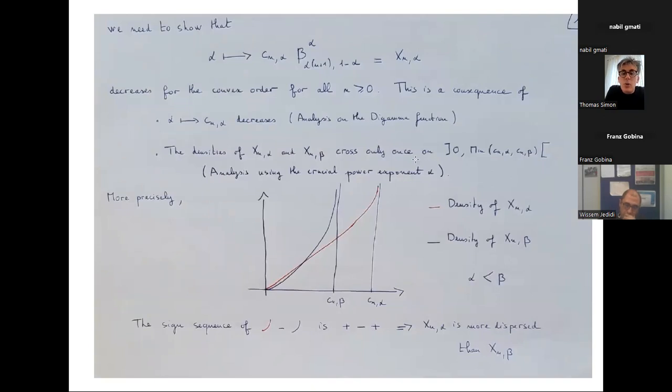Those curves are not comparable in the classic sense, but the important fact is that they cross only twice, and that there is a certain sign sequence, which is plus, minus, plus, or minus, plus, minus. It depends on how you compare your parameters. But the fact that these curves cross twice gives you the convex order you are looking for.